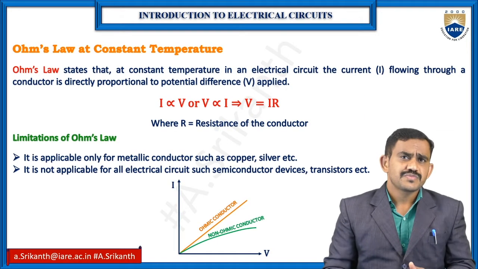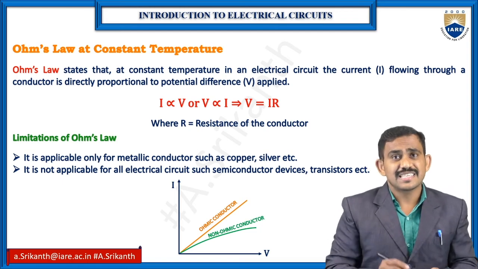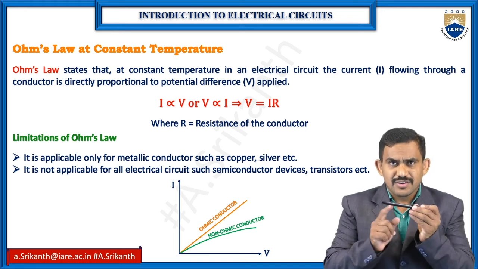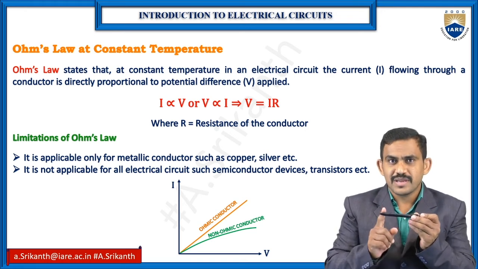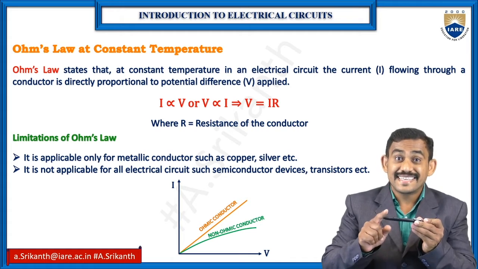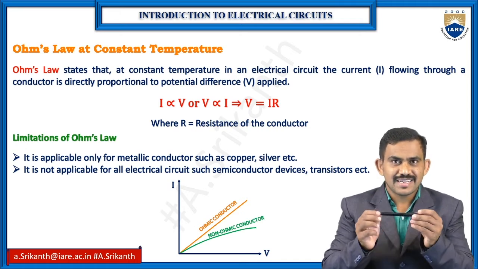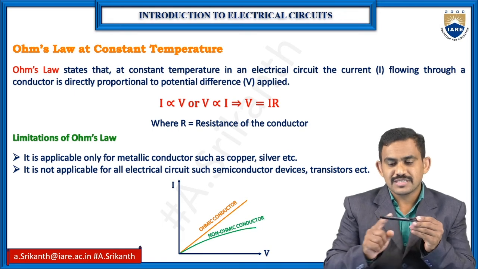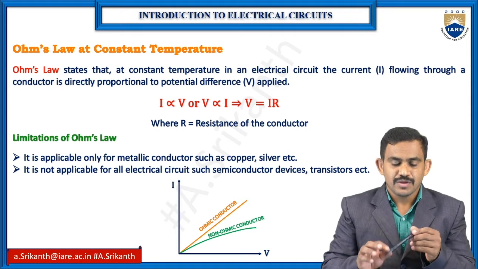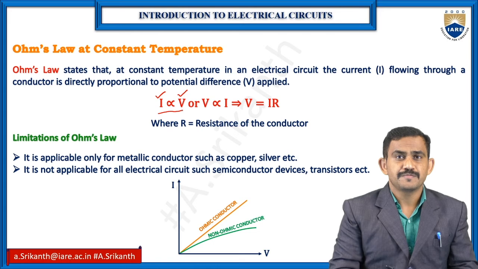Coming to Ohm's law, Ohm's law holds at constant temperature. So why constant temperature? In a conductor, the free electrons flowing from one place to another place, that flow of electrons is directly proportional to the potential difference. So this is my conductor. Some electrons are flowing in this conductor, and that is proportional to your potential difference. So I is directly proportional to V. This is your Ohm's law.